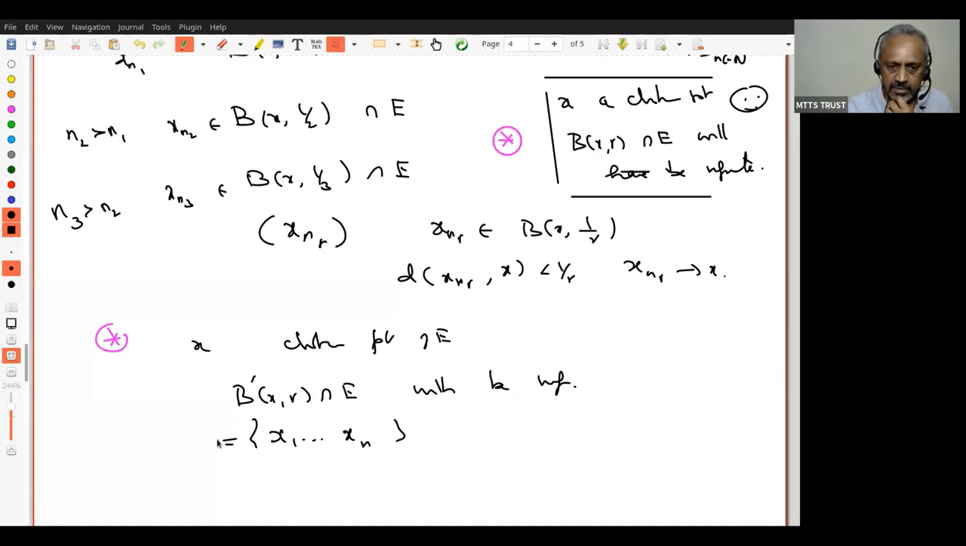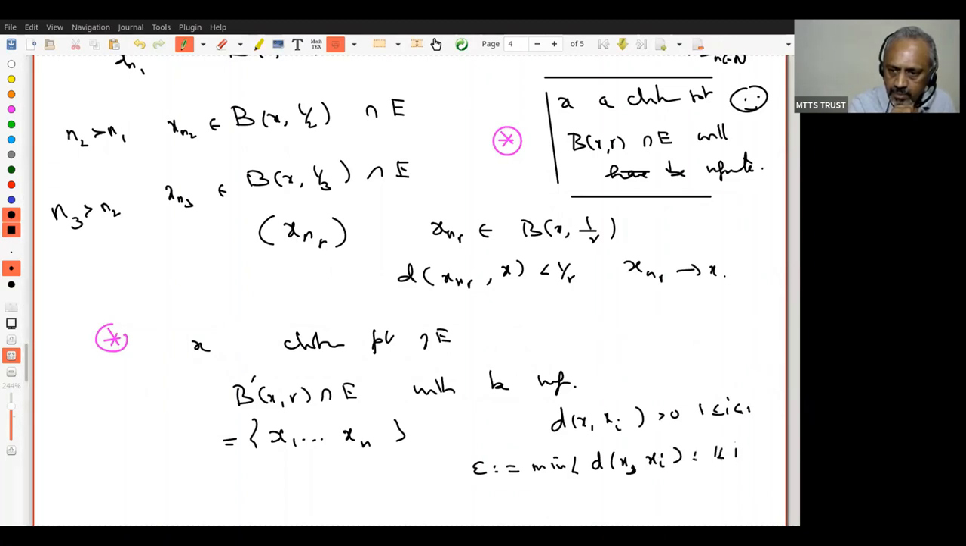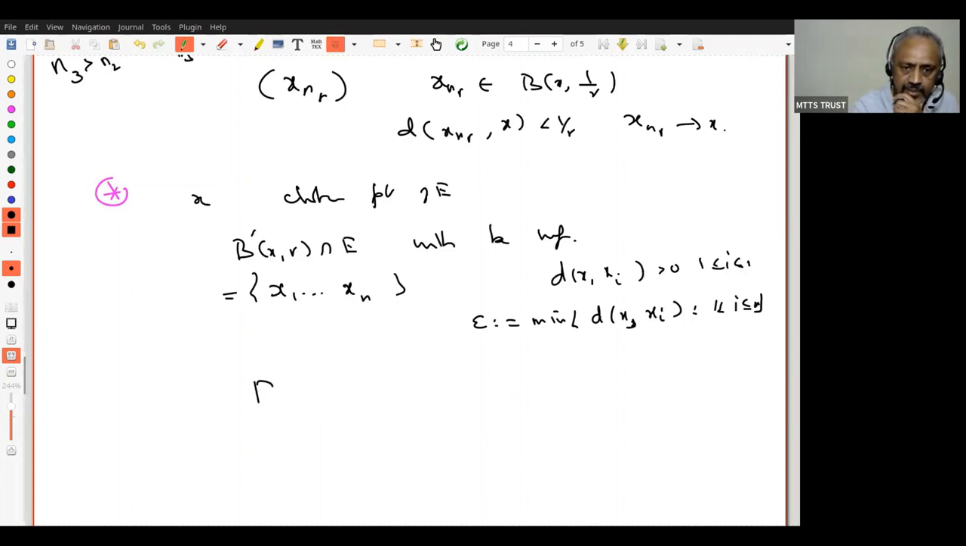Okay. Now this is clear. This will be easier, right? Now let us look at the distance between x and xi for 1 less than or equal to i less than or equal to n. These are all positive. Therefore, if I take epsilon equal to the minimum of d(x, xi), 1 less than or equal to i less than or equal to n, okay, then let's look at B'(x, epsilon).